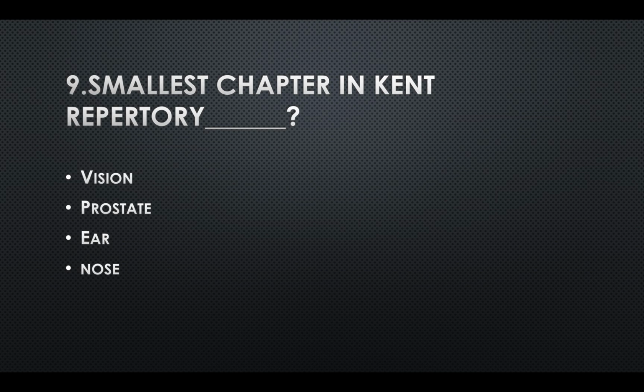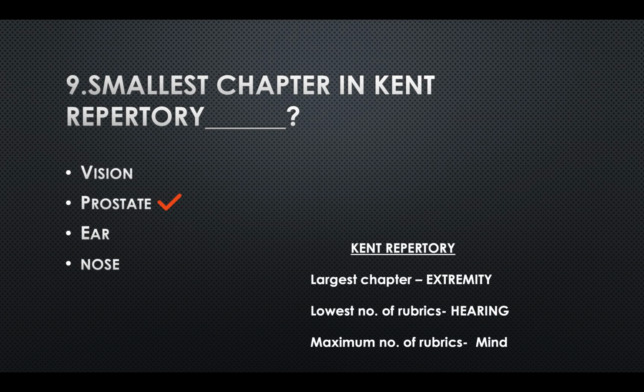Smallest chapter in Kent repertory: option A vision, option B prostate, option C ear, option D nose. Answer: option B prostate. Kent repertory: largest chapter is extremity, lowest number of rubrics is hearing, maximum number of rubrics is mind.